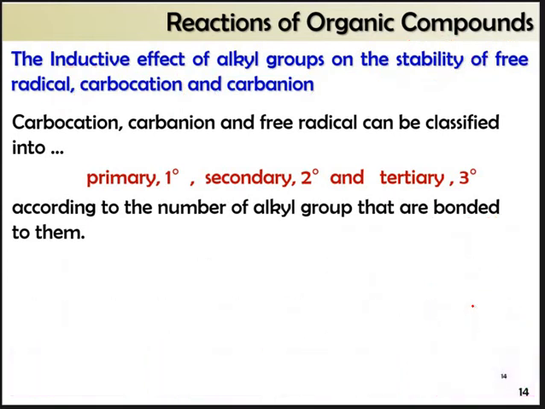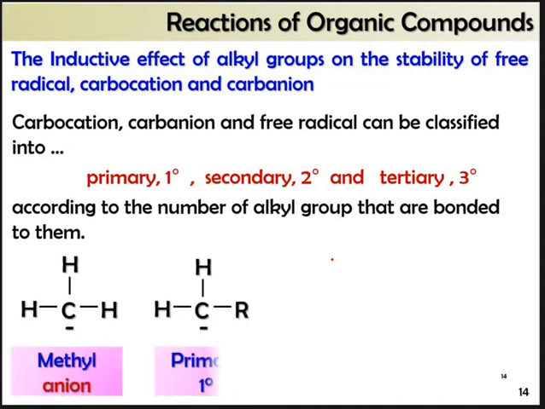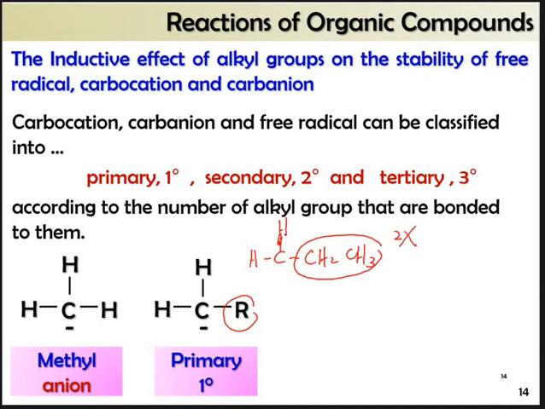Alright. So the inductive effect of alkyl group on the stability of free radical. Okay, so this one is for carbanion. Okay, kita kelaskan dulu carbanion. Dia sama saja macam tadi nak kelaskan. We just count the number of alkyl groups attached directly to the carbanion. Okay, so let's say we have this one, CH2, CH3. So kita tak kira ini sebagai dua, bukan. We just count how many carbons are attached directly to the carbanion here. Okay, it is only one carbon.